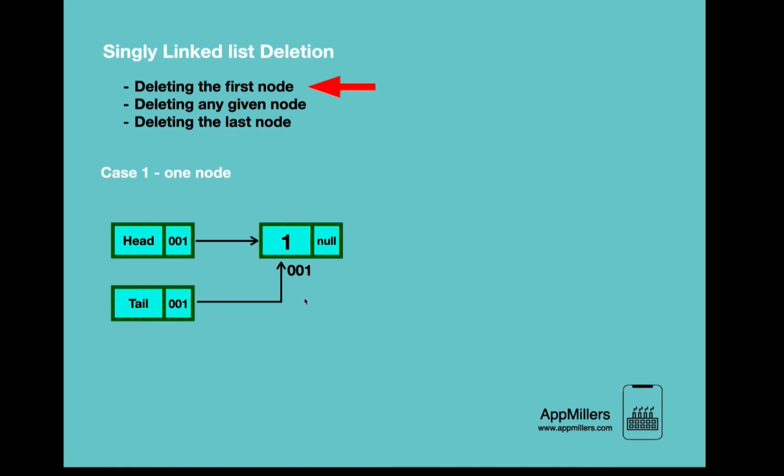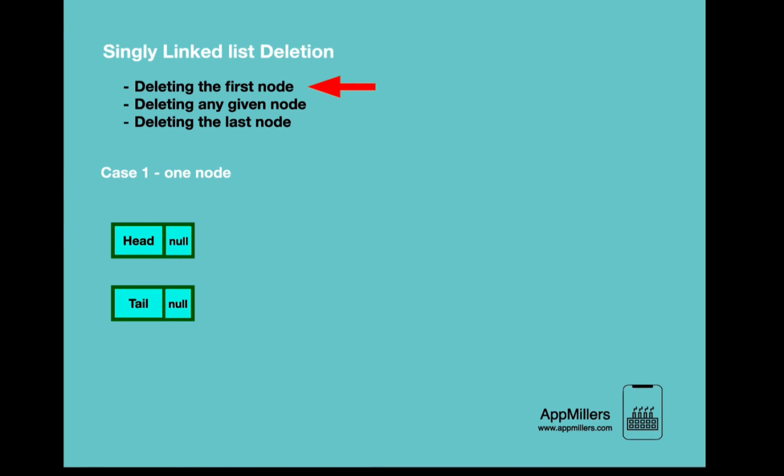This is very simple. We just need to update the tail and head references to null. By updating these references to null, it breaks the connection between head and this node, and tail and this node. After the links between the first node and head and tail are broken, the garbage collector in the memory will automatically delete the node. So with this, our deletion of a node from the single linked list is finished.